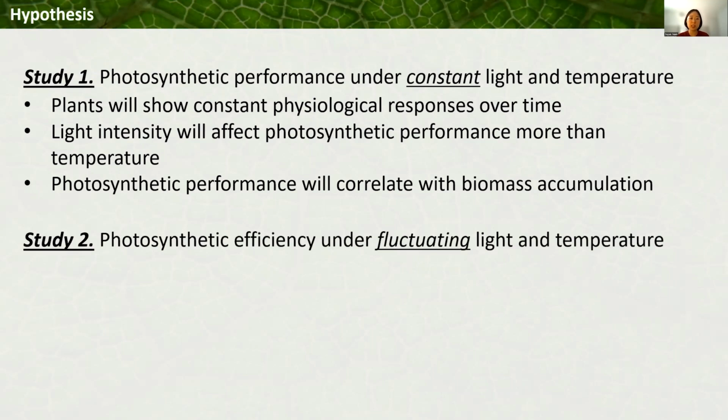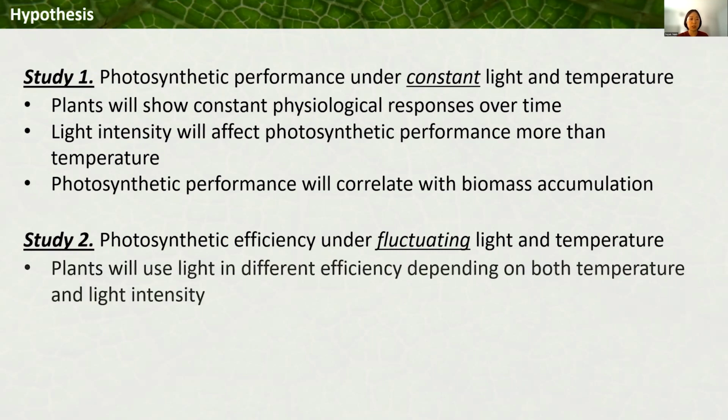And then in the next study, I wanted to see how photosynthetic efficiency will be affected by fluctuating conditions instead of just constant ones, which is more likely to happen in a greenhouse. The first hypothesis is that plants will use light at different efficiency depending on both temperature and light intensity.